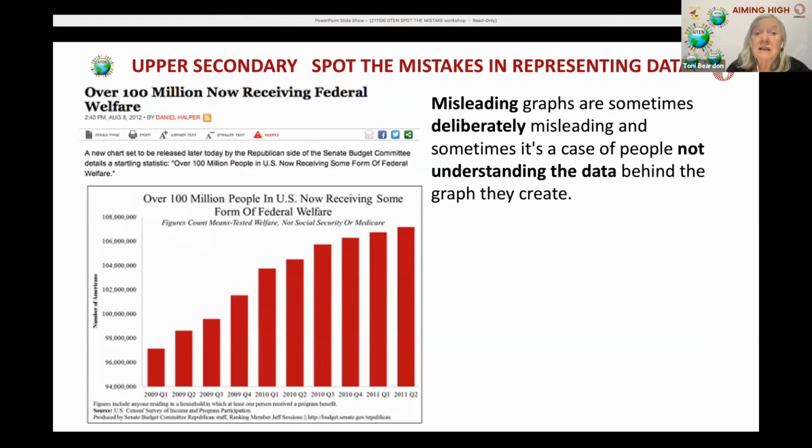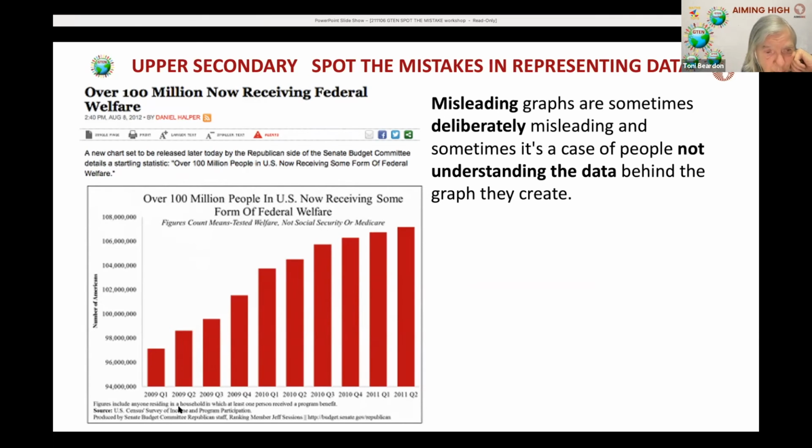Now, here's a graph published by the American government. What they wanted to convince the population of was that they were giving out lots of benefits, federal welfare, and that they were a very generous party, and the people should vote for their party. It was the Republican Party. And the Senate Budget Committee produced these statistics, which said that over 100 million people in the US are now receiving some form of federal welfare.